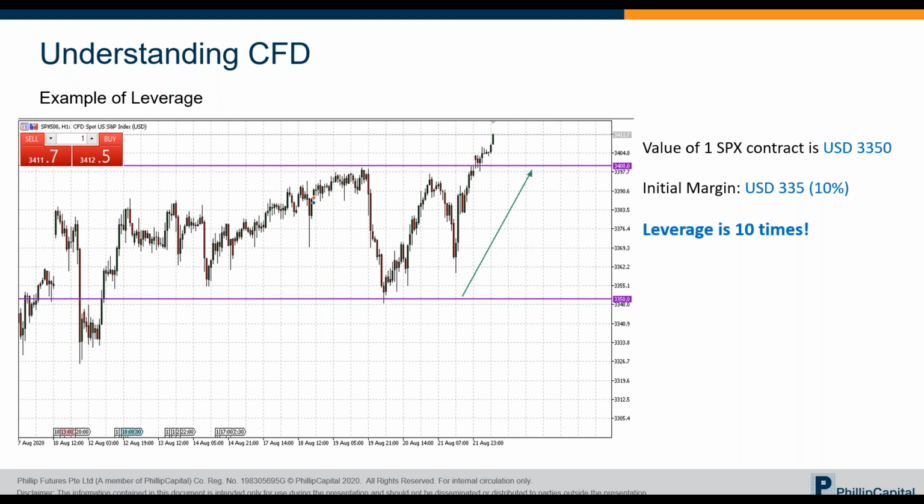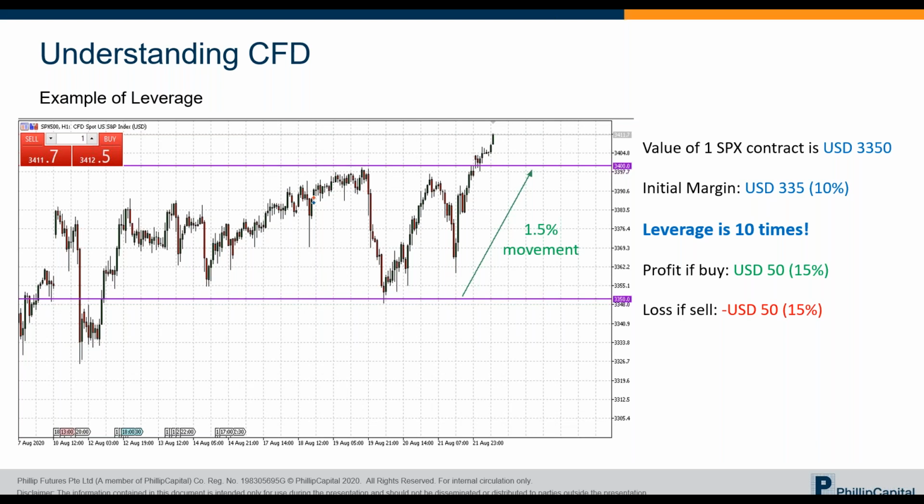So let's say now you manage to capture this movement here, the green arrow from 3350, and then you manage to exit the trade at 3004, you would have made a profit of USD $50 with just the initial USD 335 as your capital. So this translates to a profit of 15%.